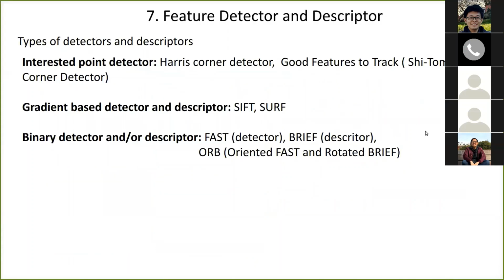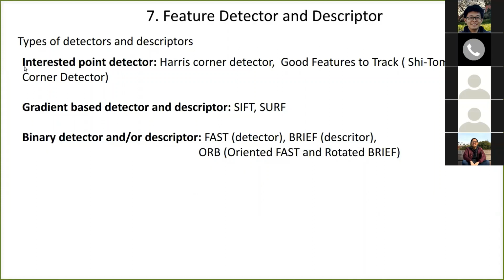Okay. So there are some state-of-the-art or very successful interest point detectors and descriptors. We just listed them here, but we're not talking about the details. So we can group these detectors and descriptors into 3 groups.